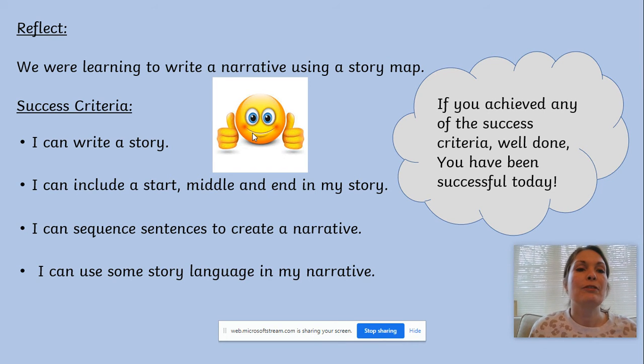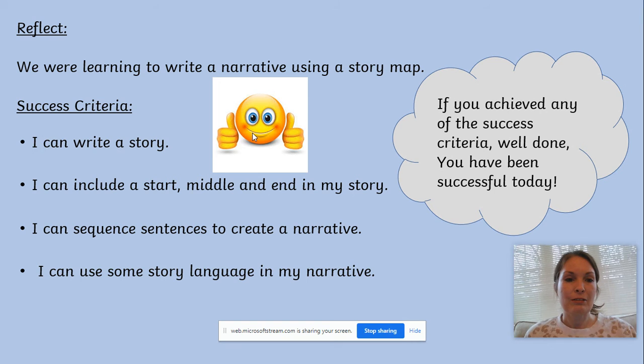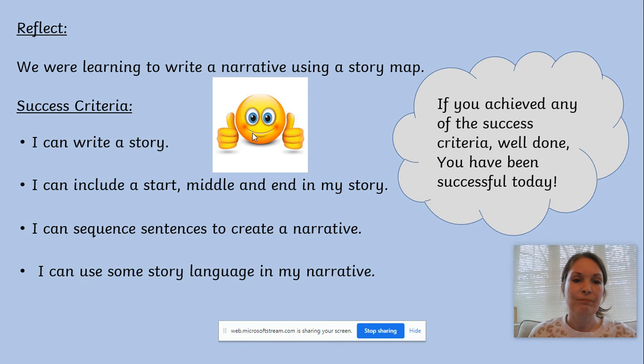Now, let's reflect. We were learning to write a narrative using a story map. So were we successful? If we could write some of our story, we were successful. If you could include a start, a middle, and an ending in your story, well done. If you could sequence your sentences in that order to create a narrative, to create a story, well done. And if you could use some story language in there, excellent.